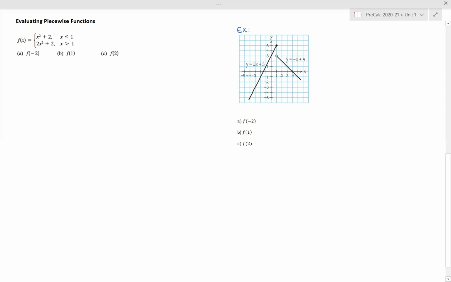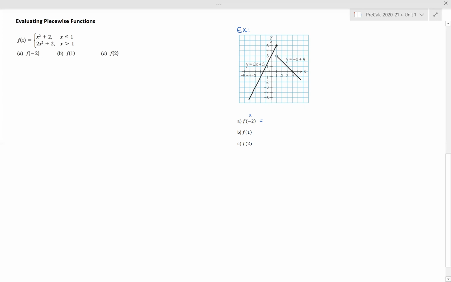I don't know if you can read this super well, but this line here on the left, that is y equals 2x plus 3. And this line here at the right, that is y equals negative x plus 4. Okay, I want to evaluate these three values, f of negative 2, f of 1, f of 2. So when my x value is negative 2, what is my y? When my x is 1, what is my y? And when my x is 2, what is my y?